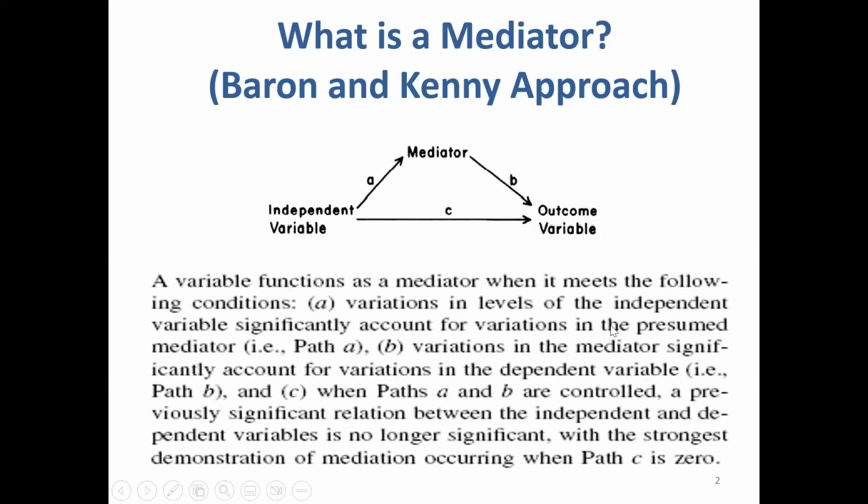This is the famous Baron and Kenny approach of testing mediation. First is path A, where the independent variable, the X variable, impacts the mediator. Path A should be significant. Second, variations in the mediator affect the dependent variable, that is path B. That is, M should significantly affect Y, the outcome variable. And when both A and B are controlled, there should be a relationship between X and Y, the independent variable and the outcome variable.